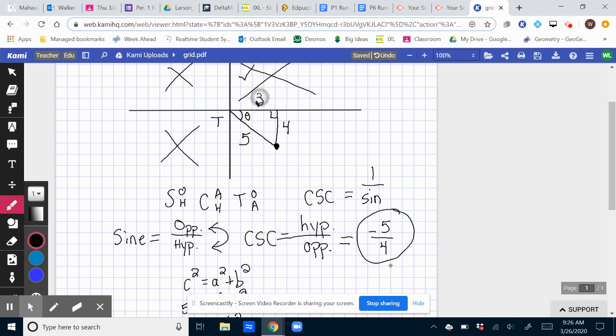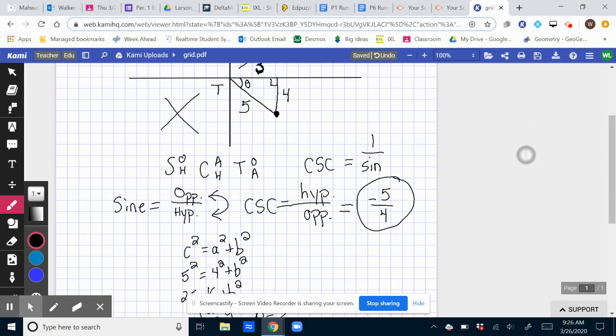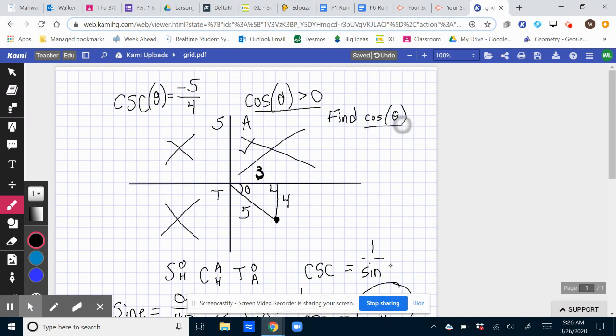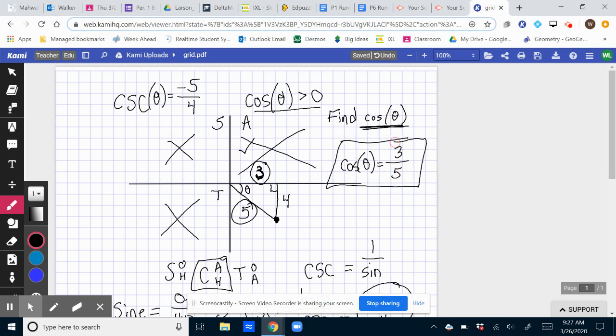And you're almost done now. Once you have your triangle set up, the question asks for cosine of theta, and now go back to SOHCAHTOA. Cosine is adjacent over hypotenuse. So cos of theta equals the adjacent 3 over the hypotenuse 5. I know that that should be positive because I'm in quadrant 4. All Students Take Calc, C: cosine is positive in quadrant 4.